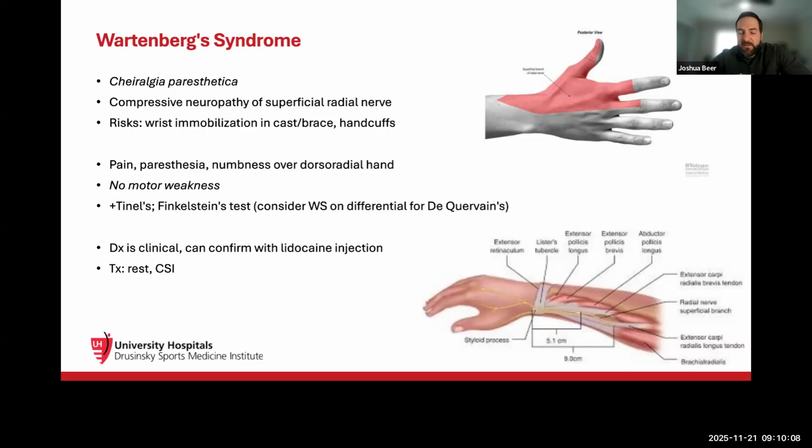A Finkelstein's test can actually present this way as well. So something to keep in mind: if you think someone has de Quervain's, but they're not responding to standard treatment, you may want to go back and think of Wartenberg's, especially if their primary complaint is numbness or paresthesia. You can do a lidocaine injection for diagnostic purposes, and then treatment's going to be rest, just give it time, or you could consider doing an injection perineurally.